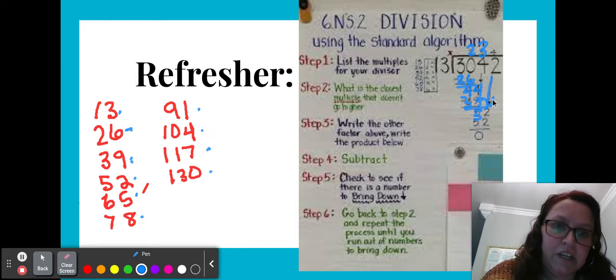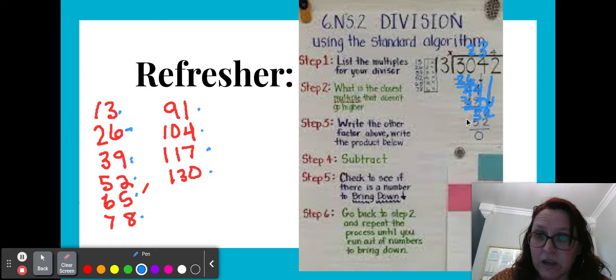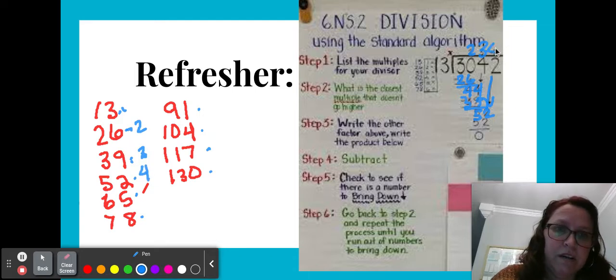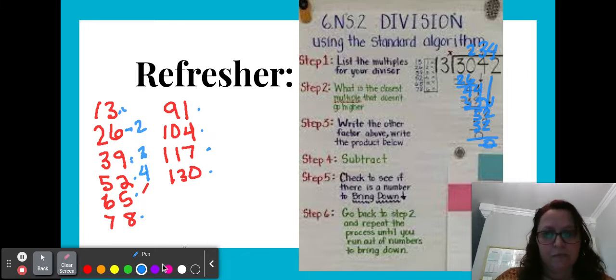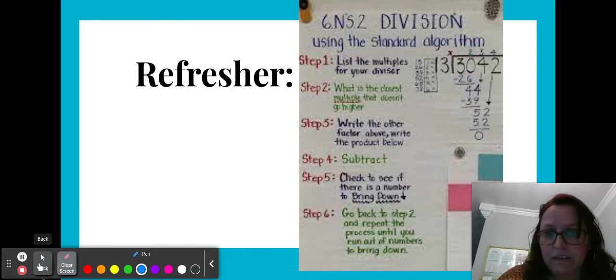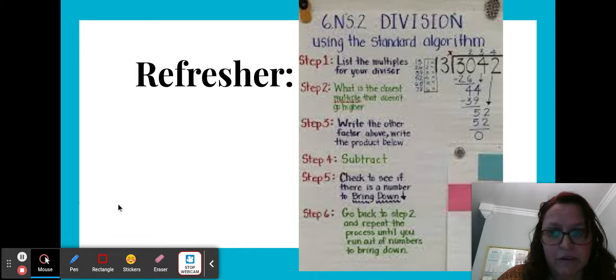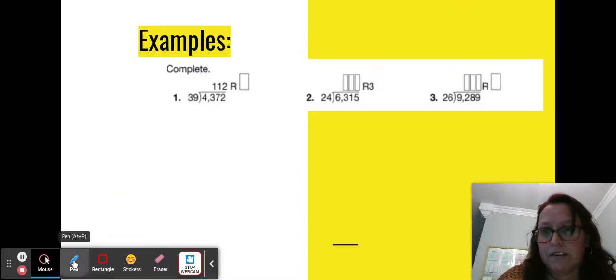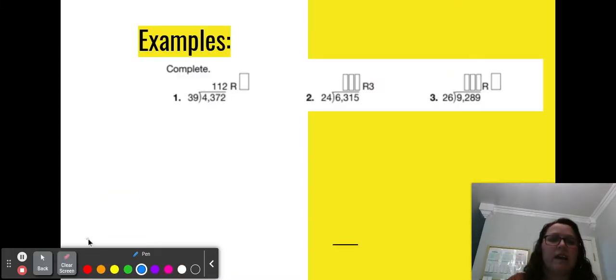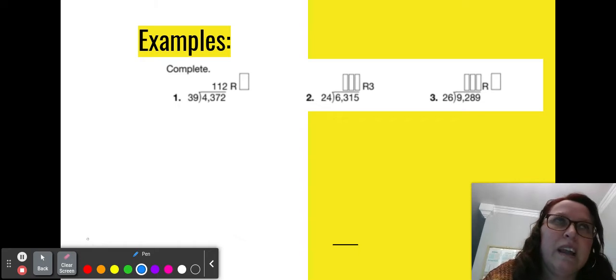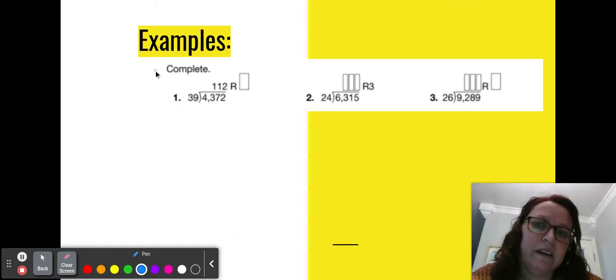And I'm going to bring down my 2, and I've got 52. 52 is one of these numbers, and it is 1, 2, 3, 4. So I'm going to put 4 here. 4 times 13 is 52. 52 minus 52 is 0, and I am done. So let's go to a couple of examples and see how we're doing. This first set of examples is just kind of a way to help you succeed.